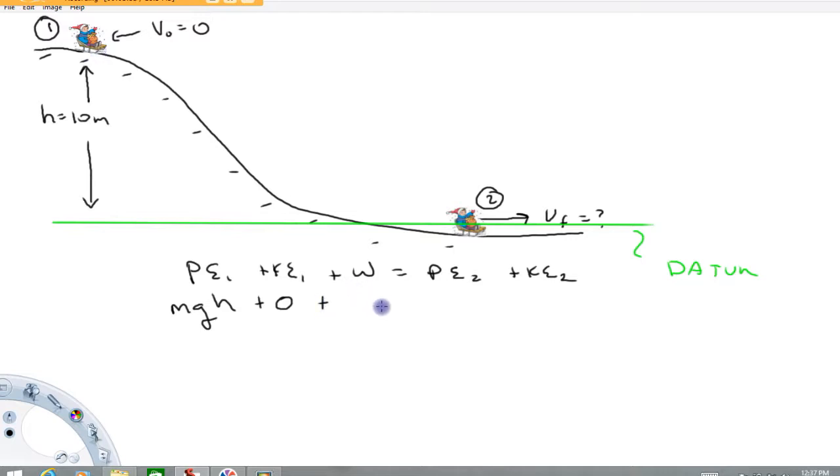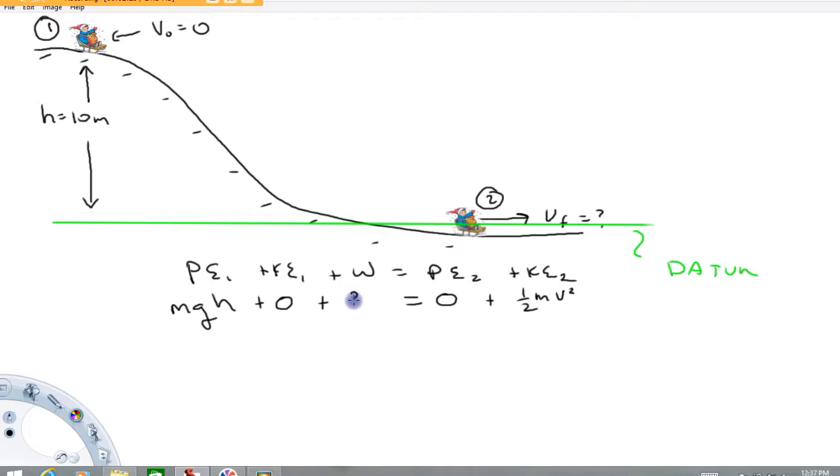Leave a little space if you're taking notes on this. I'm going to come back and talk about that work term. Equals PE2. So at position 2, we're down here at our datum, so I'm going to put 0 for PE2. And then KE2 is going to be 1/2 mv squared. Now I could call it 1/2 m v final squared, like I did in this picture, or I could call it 1/2 m v2 squared because it's at position 2. There's really only one velocity that's going to show up in this equation, so I'm just going to leave it v, but that v needs to be understood as being at position 2.